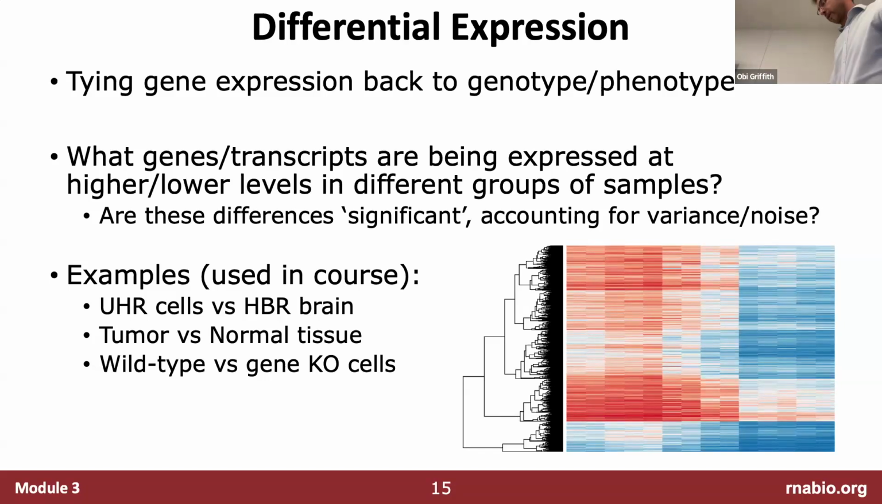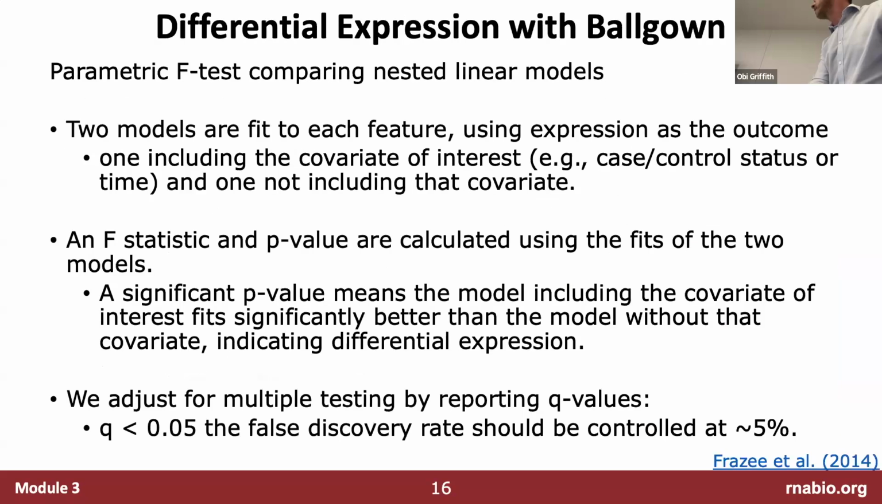So we're going to do various comparisons in this course, like the UHR versus HBR, and the tumor versus normal and the wild type versus knockout cells, depending on which of the different exercises and assignments you do. We're going to use Ballgown as well as one or two other statistical approaches. We're including Ballgown because it was developed and packaged with StringTie and HISAT.